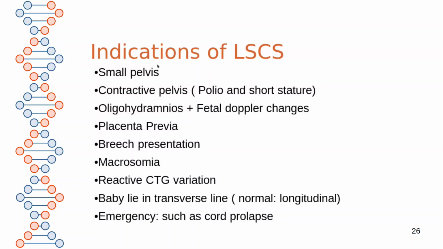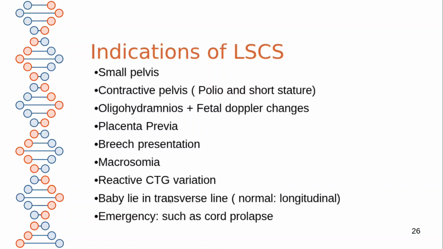Small pelvis. If the pelvis is small and the baby cannot pass through the pelvic opening, then LSCS is indicated. Contracted pelvis, CPD. Then oligohydramnios, less amount of amniotic fluid, plus fetal Doppler changes. Then placenta previa, breech presentation, macrosomia, where the baby is very big, reactive CTG variation, baby lie in transverse line.